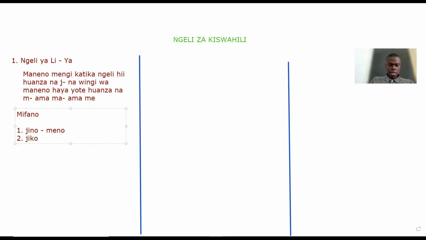Jiko, and example ni meko. So hizo zimeanza na me. Then I can go kwa zenye zinaanza na ma. So zenye zinaanza na ma maybe ni gari, magari.